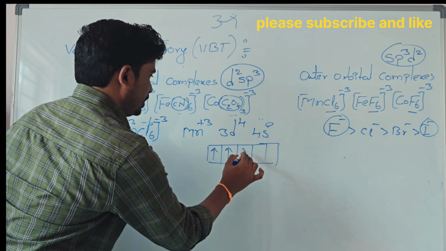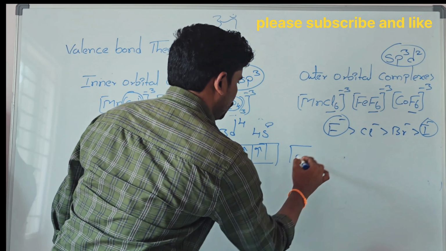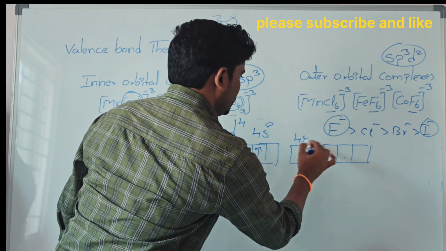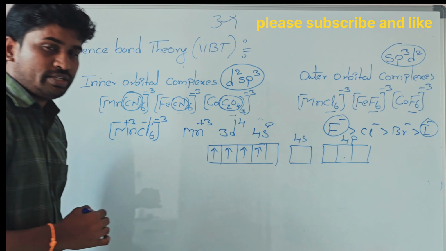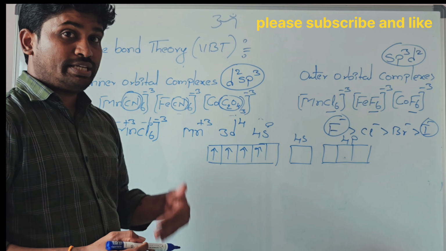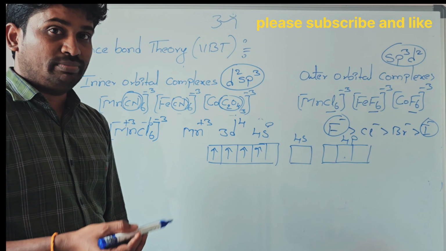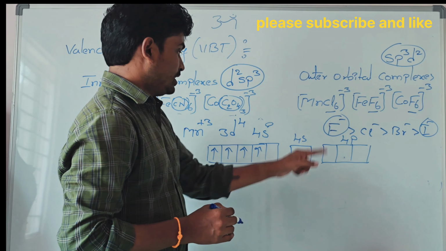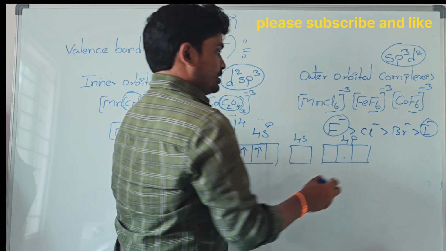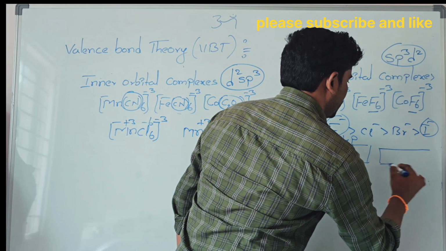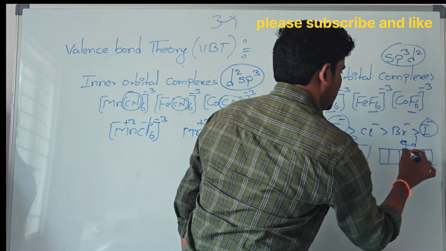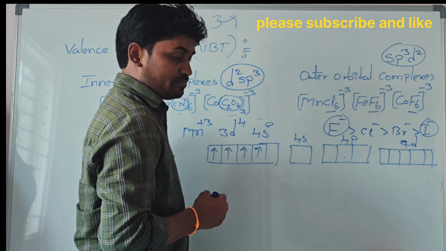1, 2, 3, 4. Here 4s is present, here 4p is present. An octahedral complex requires 6 vacant orbitals for bonding with ligands. But how many vacant orbitals are available? Here 1, 2, 3, 4. Beside the 4p, what is present? 4d is present. This orbital is involved in the hybridization.